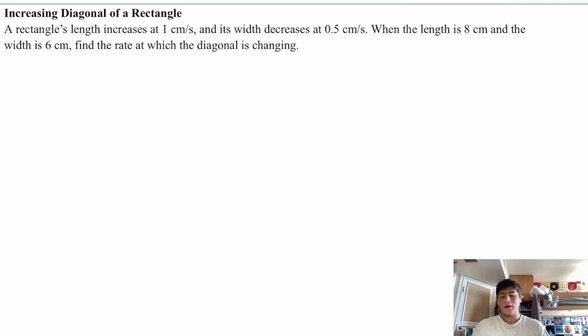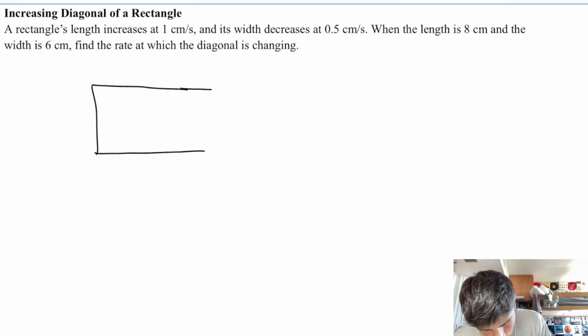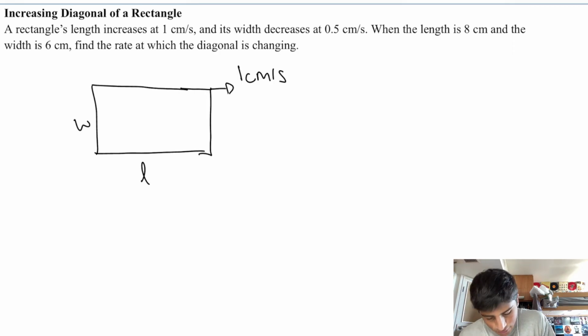Increasing diagonal of a rectangle. A rectangle's length increases at 1 centimeter per second, and its width decreases at 0.5. Length and width, and this is increasing at 1 centimeter per second, and the width is decreasing at 0.5 centimeters per second. The length is 8 centimeters, and the width is 6. Find the rate at which the diagonal is changing.